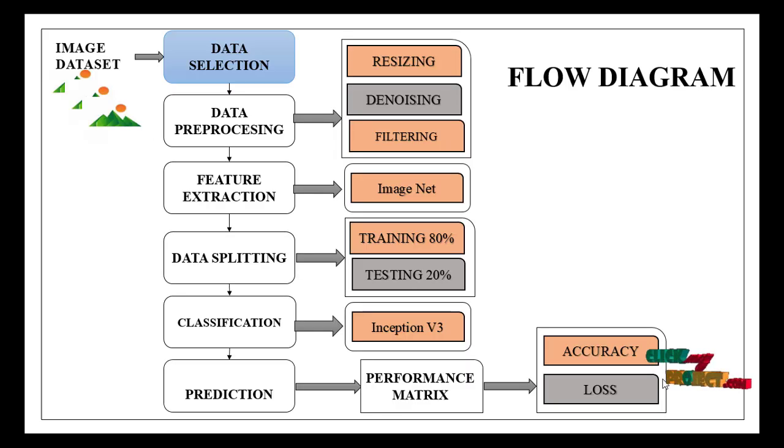This is our flow diagram. From the data set, we want to select the data and pre-process the data by using the techniques such as resizing, denoising, and filtering. After the pre-processing, extract the features using the ImageNet and then split the data for training as well as the testing with a ratio of 80% and 20%, and then apply the classification algorithm, the Inception V3 model, for classifying which category the classes belong to, and then finally prediction. Performance metrics relate to the accuracy and loss.